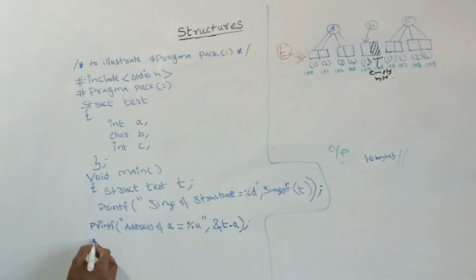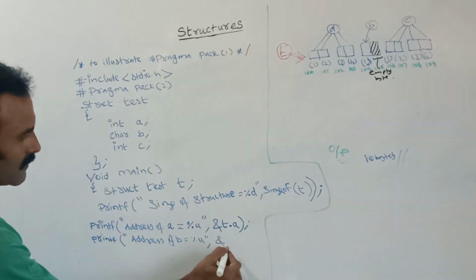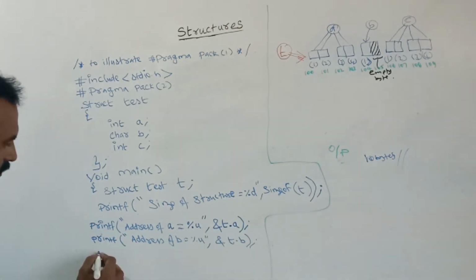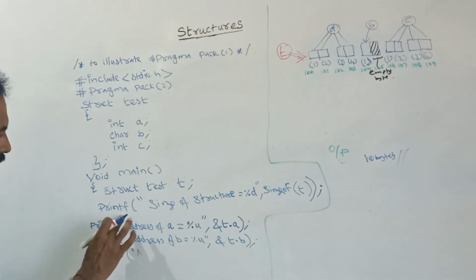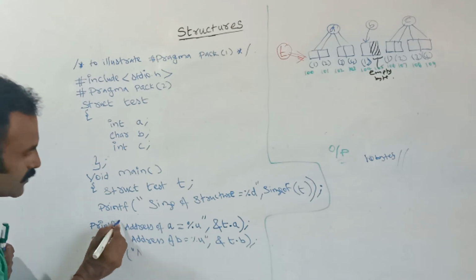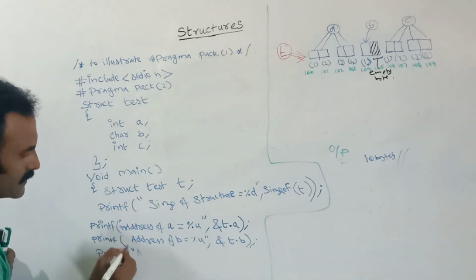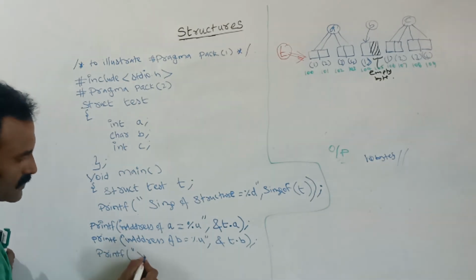Next in same way printf here. Use backslash n so that line by line it will print. Here also backslash n.